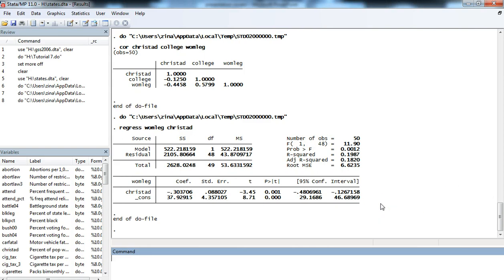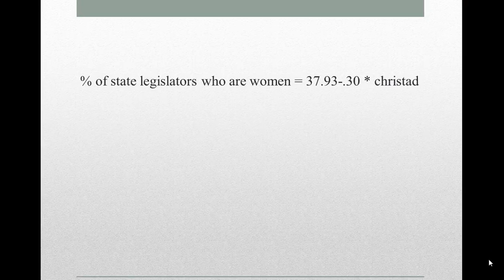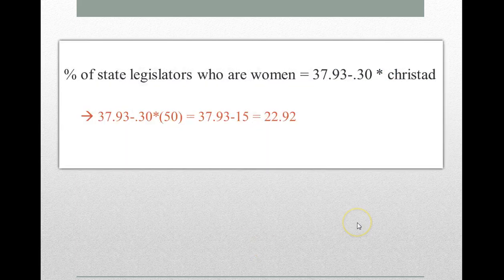And you can also use reg instead of regress. In the output window, we see our regression results. What this is telling us is that the constant, which is the estimated value of y when x equals 0, is 37.93. The coefficient for the state's population who are Christian adherents is -.30. Then the regression equation for estimating the effect of Christian adherents on women legislators is the percentage of state legislators who are women equals 37.93 minus 0.30 times Christad, which is the Christian adherents variable. So, estimating for a state with 50% Christian adherents, 23% of that state's legislators would be female.